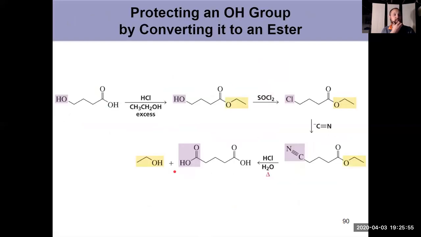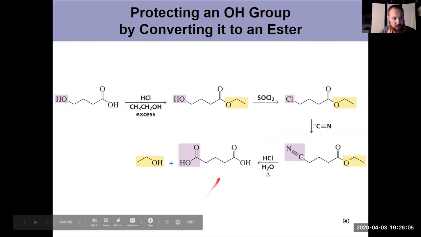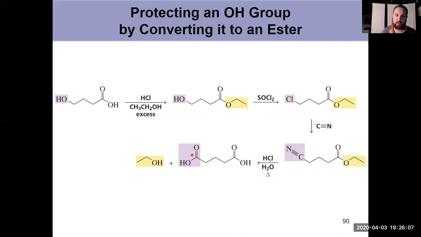How about protecting an OH group in a carboxylic acid? Yep. So here I've got an alcohol and a carboxylic acid. This is the OH that I want to protect and carry on to the end to convert to a dicarboxylic acid. Yep. I can do that.